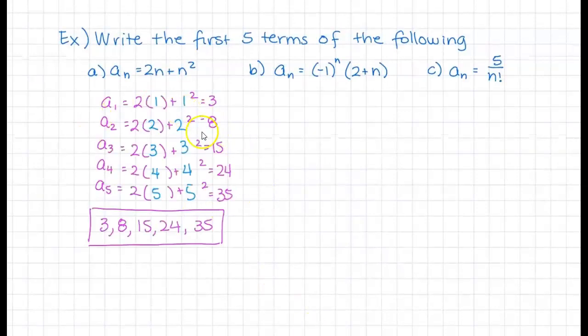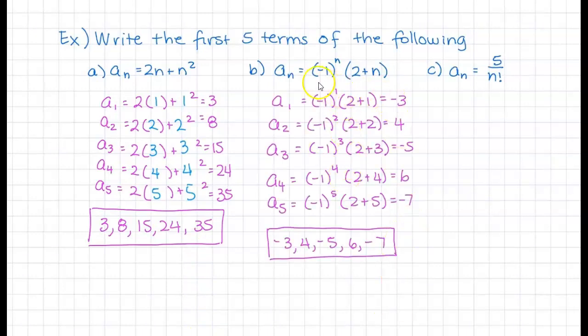So here's the first one done. Notice all you do is let all these n's equal a 1, equal a 2, equal a 3, 4, 5, work it out, and there's your terms. It's nothing more complicated than that. Okay, let's look at the second one. This one, same exact thing. You let all these n's equal a 1, a 2, a 3, a 4, and 5, and so on, and then you end up with these values.